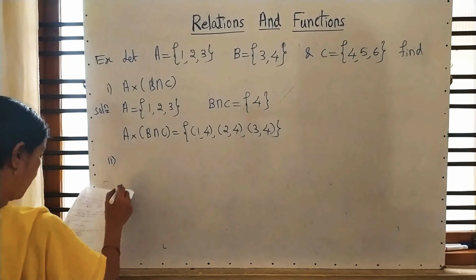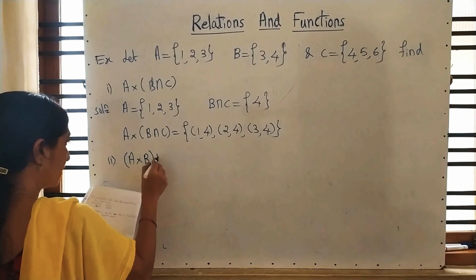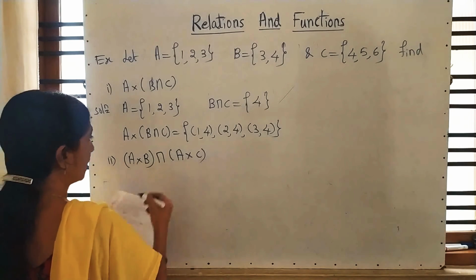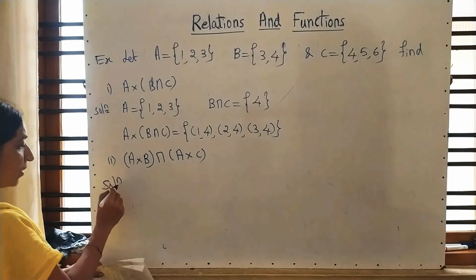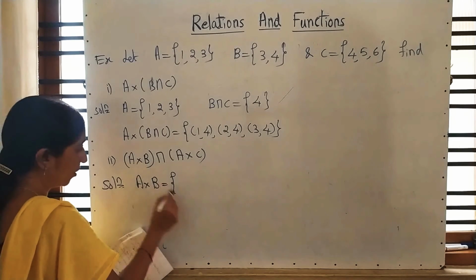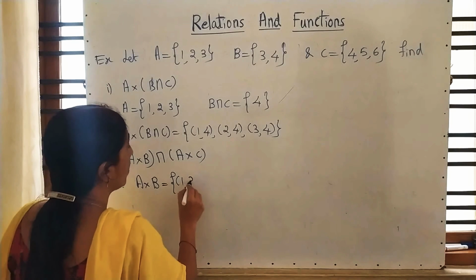Moving to the second one: (A cross B) intersection (A cross C). Yes, students, what are you doing first? First we have to calculate A cross B. How many elements will you write? How many ordered pairs? 3 times 2, 6 ordered pairs.